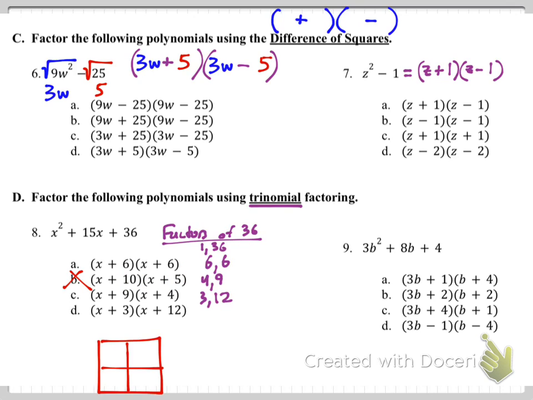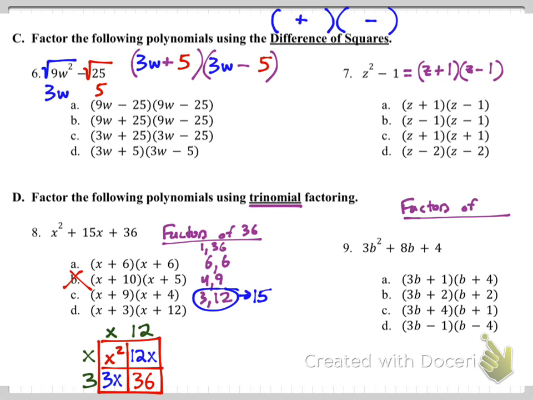So, I'm going to draw a box. X squared goes in the top left. 36 goes in the bottom right. Oh, sorry, 3 and 12 are the ones that add to 15 and multiply to 36. So 3x and 12x go in to fill out the box. We get 3 there, x there, and a 12 there. So the answer is x plus 3 times x plus 12.